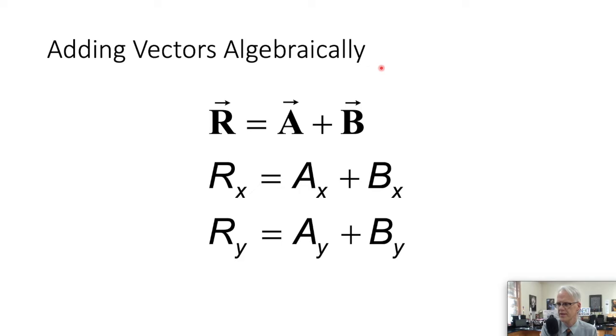We'll call this algebraically, or using the components. We want to take vector A and add it to vector B and get a resultant R. What we can do is take this vector A, split it into its components, the x component and the y component, and then take vector B, split it into its x component and its y component. Then we'll add the two x components and we'll get the x component of the resultant. We add the two y components and we get the resultant's y component.